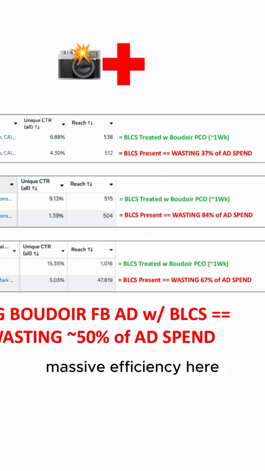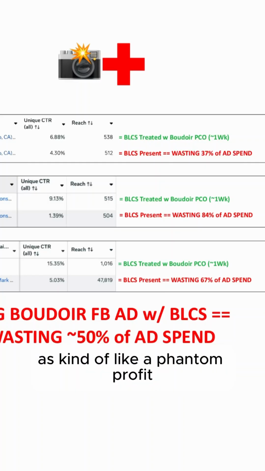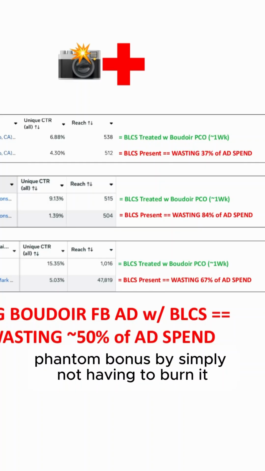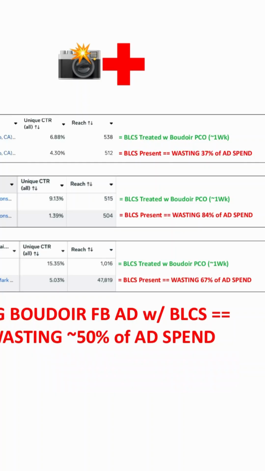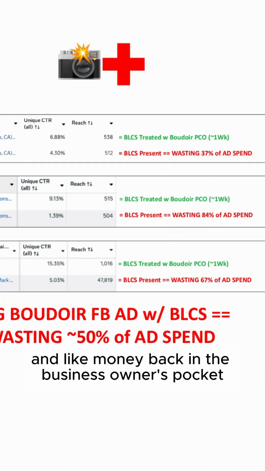So, massive efficiency here. It's $8,400 a month, literally, that the Boudoir photographer can pocket as kind of like a phantom profit, a phantom bonus, by simply not having to burn it. And that's like 100K over the next 12 months in money back in the business owner's pocket.